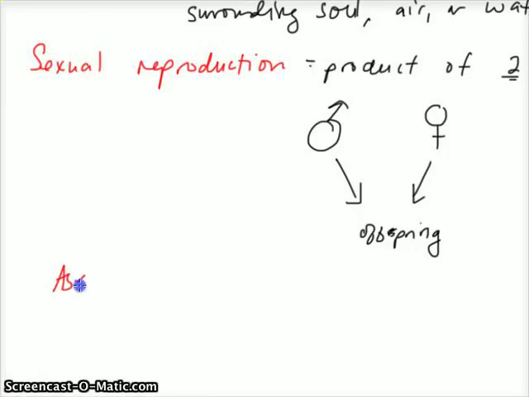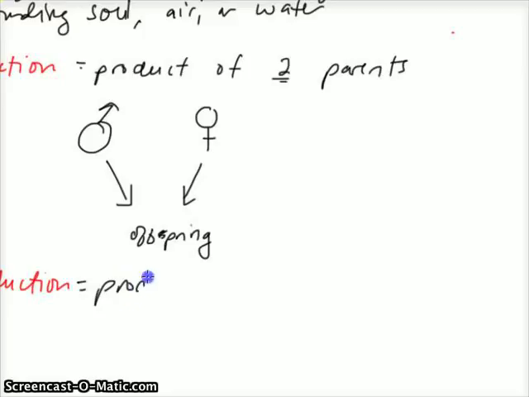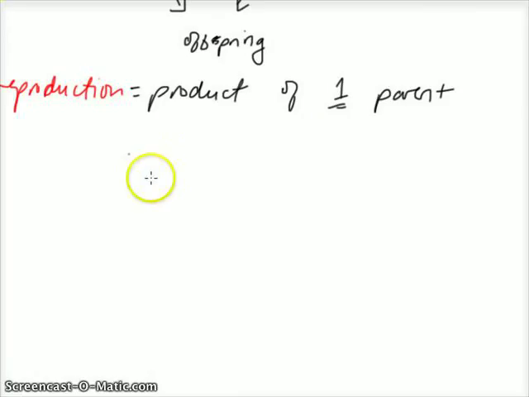In asexual reproduction, this is the product of a single parent, one parent, and this is the key number here to distinguishing between sexual reproduction, the product of two parents, and this is a single parent. An example of asexual reproduction can be seen in an amoeba.